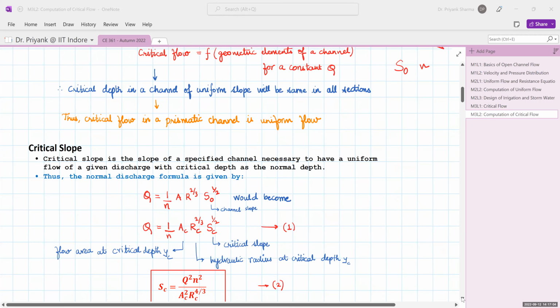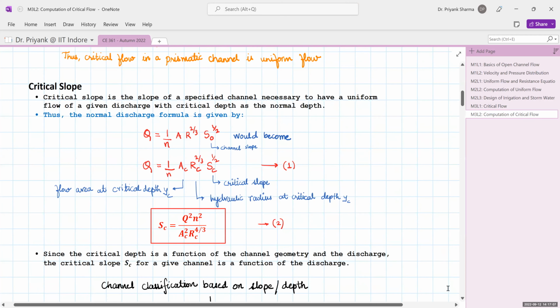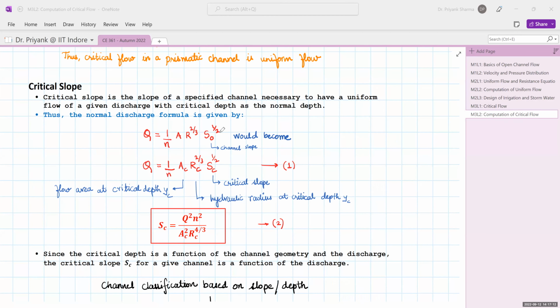In case of Manning's equation, we have Q is equal to 1 by n A R raised to 2 by 3 S naught raised to half. When we consider the critical flow, your depth is the critical depth. In that context, the critical slope is the slope which will necessarily have a uniform flow for a given discharge where your flow depth is equal to the critical depth. So where your yn is equal to yc, under that condition whatever slope you get is your critical slope to sustain that given discharge.